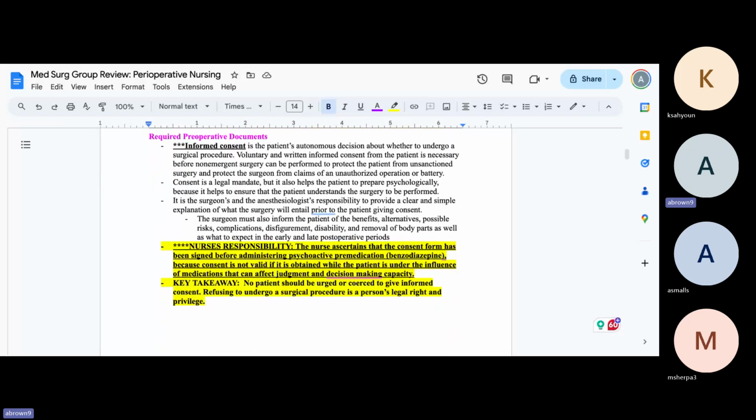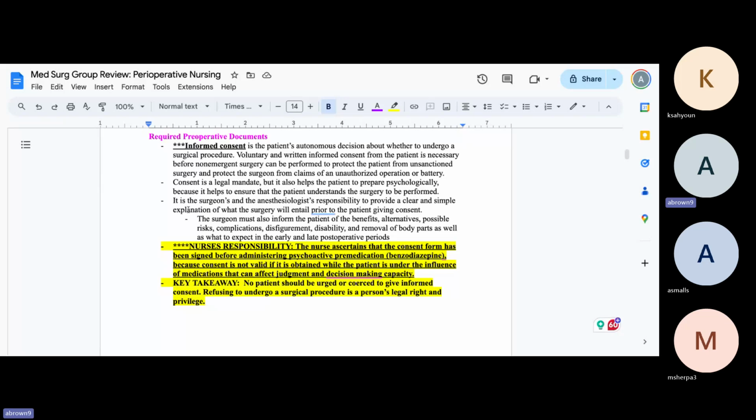This is really important. Required preoperative documents. So informed consent is the most important one. It's the patient's autonomous decision about whether to undergo a surgical procedure. It is voluntary, and written informed consent from the patient is necessary before non-emergent surgery and can be performed to protect the patient from unsanctioned surgery and protect the surgeon from claims of an unauthorized operation or battery. So consent is a legal mandate, but it also helps the patient to prepare for the surgery because it helps to ensure that the patient understands the surgery to be performed.